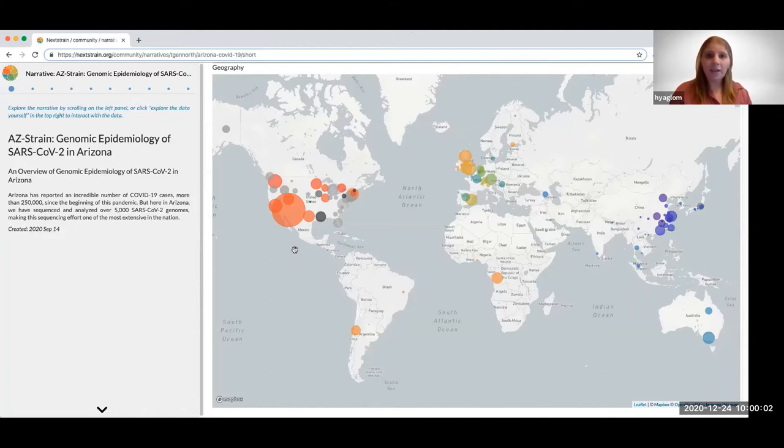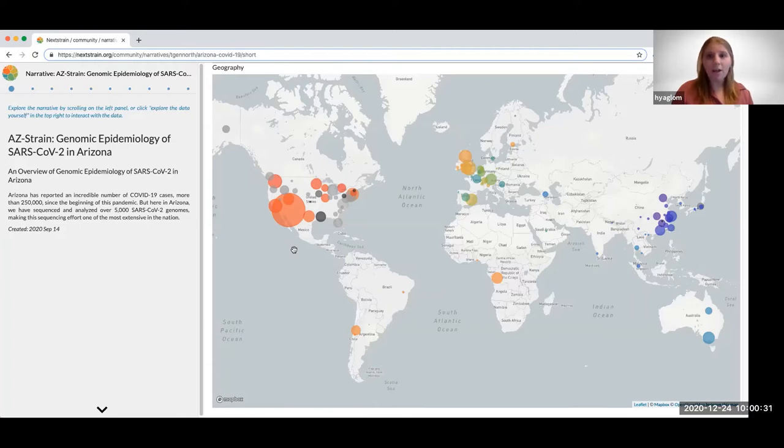Like other states, Arizona has reported many COVID-19 cases, more than 450,000 since the beginning of the pandemic. We have also sequenced and analyzed more than 5,000 SARS-CoV-2 genomes, making Arizona's sequencing effort one of the most extensive in the nation. Sequence data help us map transmission of the virus within and among Arizona communities and study mutations for their potential to cause increased transmission or virulence.